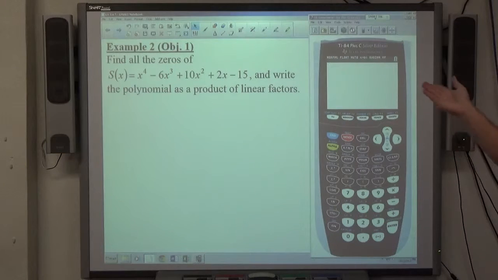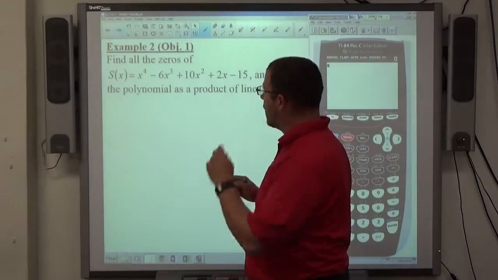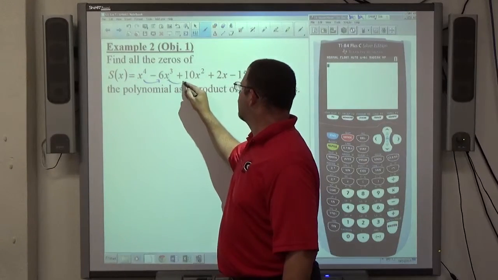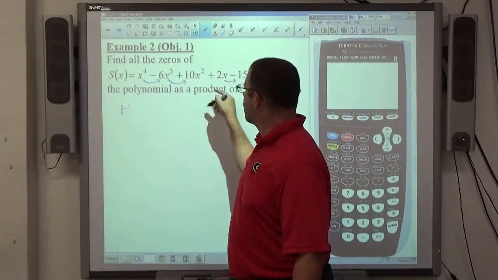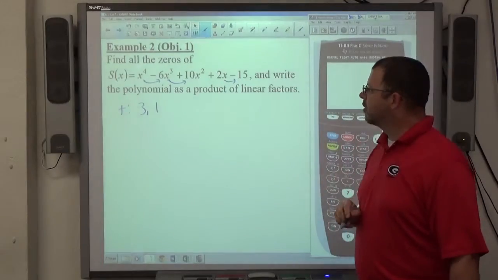Okay, example 2, basically the same exact directions. Find the zeros, write the polynomial as a product of linear factors. Once again, if I start with the rule of signs, s of x has 1 sign change, 2 sign changes, it stays positive, 3 sign changes. So for positive solutions, we have a total of 3 sign changes, so either 3 or 1 positive solutions.